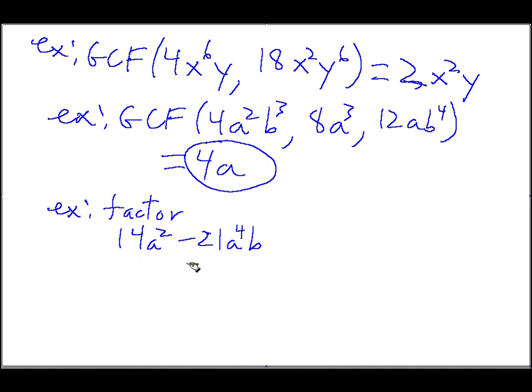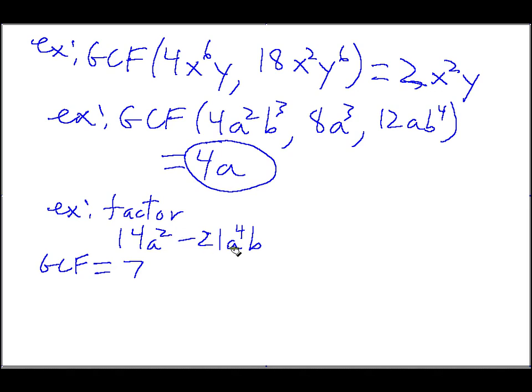First thing I'm going to do is look for the GCF. Let's write down the GCF on the side here. What is the greatest common factor of 14a squared and 21a to the 4th b? Well, let's handle the numbers first. 14 and 21, what's that going to be? Well, that's going to be 7. I hope we can see that. So 7 is the greatest common factor of 14 and 21.